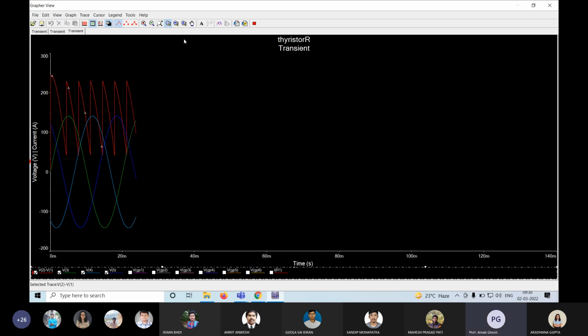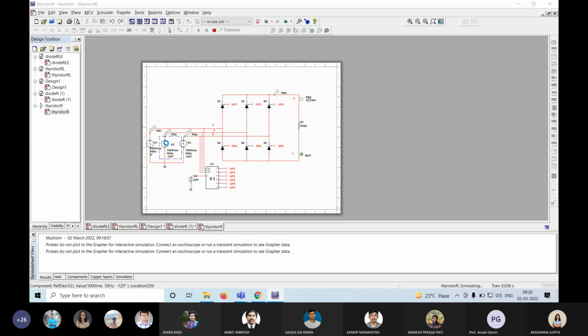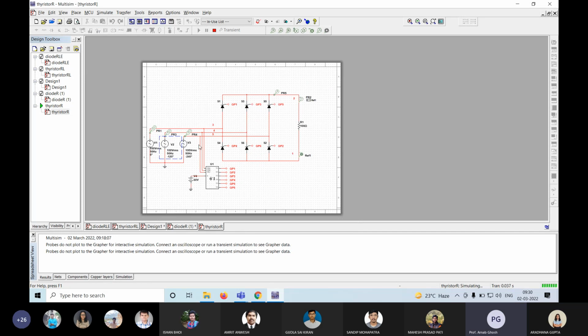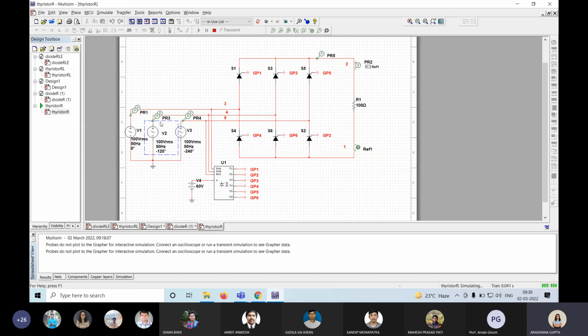Firing angle is? 120 degree. 120 degree, sure? Yes, sir. 120? Show me the simulation. Zoom it. Zoom karo. 60 degree. Your firing angle is 60 degree. Now make it 120. Then what happened? Let's see. Make it 120.